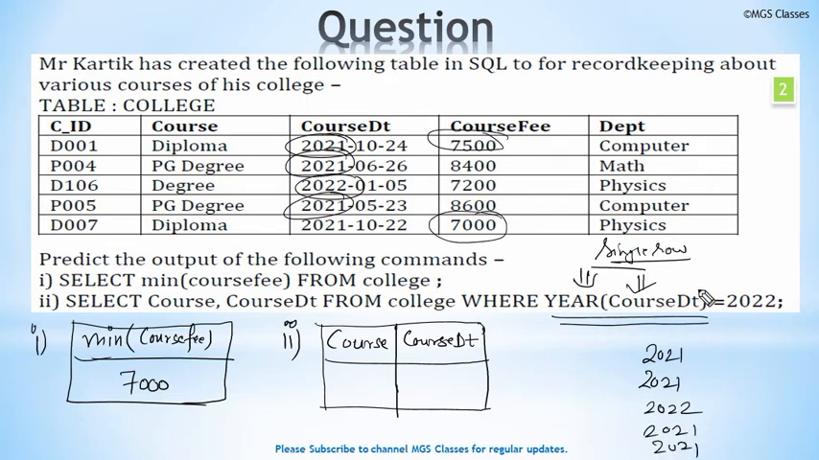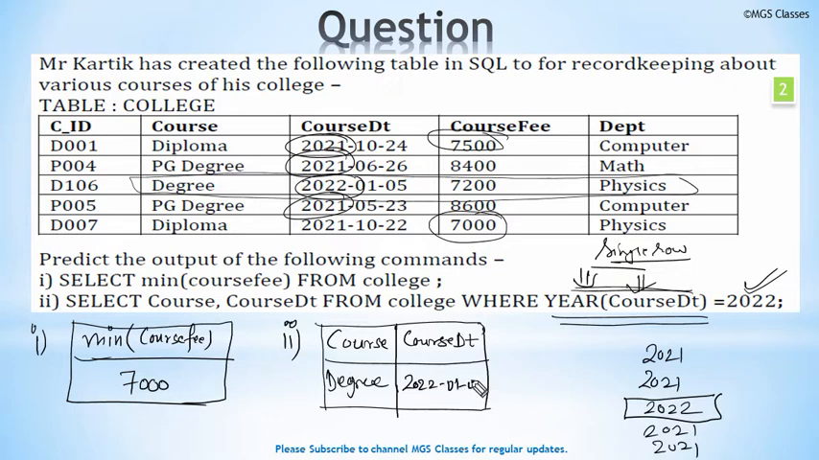This year function will return that output, but we are interested only in those rows whose course date year is 2022. Only one row is there, the third row, whose year of the course date is 2022. So its course and course date will be in the output. The course is degree, and its date is 2022-01-05. That will be the output of the second portion of this question. That way you can answer very easily. It is a very easy question.